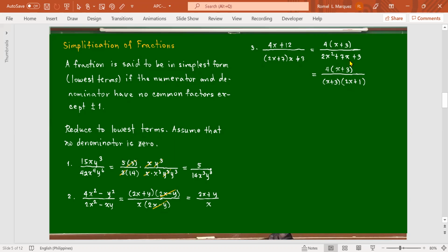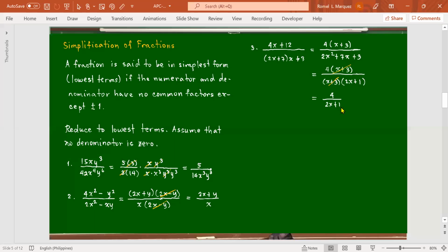Let's say you can factor the denominator into what? Into x plus 3 and 2x plus 1, meaning the numerator does not contain x plus 3 as a factor. No need to factor. It means it's already in simplest form. Let's say you have factored it, but no x plus 3 is useless. Okay, guys? But if you have factored it, it's all right, but you will not be able to simplify actually. 4 over 2x plus 1.